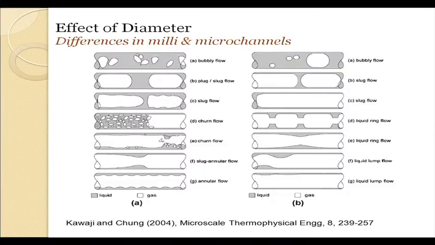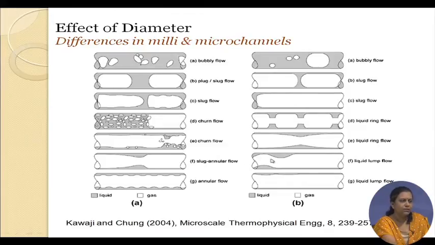The concept of stratification being suppressed is also evident from these flow patterns which have been taken in a millichannel, or maybe a millimeter size channel, and in a microchannel. Even in a millimeter size channel, initially the flow patterns in a millichannel are more or less similar to what we had discussed regarding the flow patterns in a macro channel, but there are some additions and deletions.